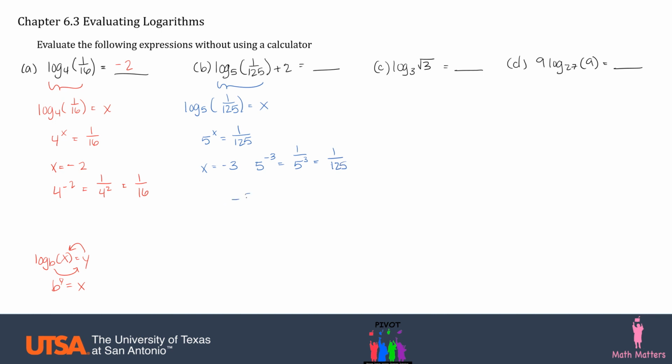So we have negative 3, and then we have this right here, plus 2 equals whatever our answer is. So negative 3 plus 2 is negative 1. So our answer for this one is negative 1.